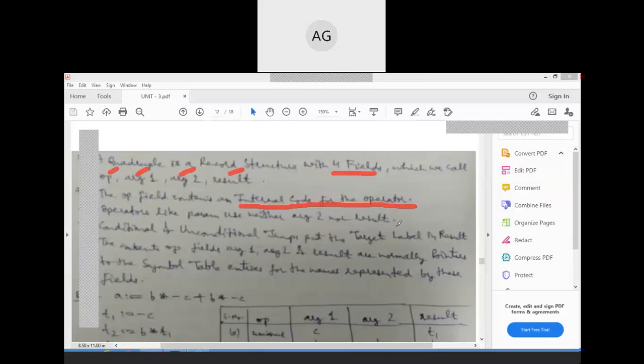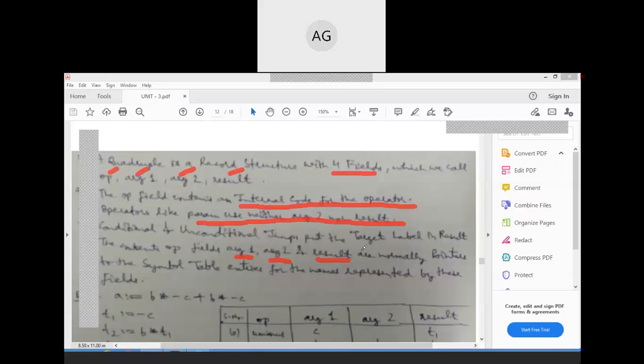If you need to store the procedure call which you are going to calculate with the param statements, then these statements use neither argument two nor result. Then conditional and unconditional jumps put the target label in result. The contents of fields argument 1, argument 2, and result are normally pointers to the symbol table entries for the names represented by these fields.